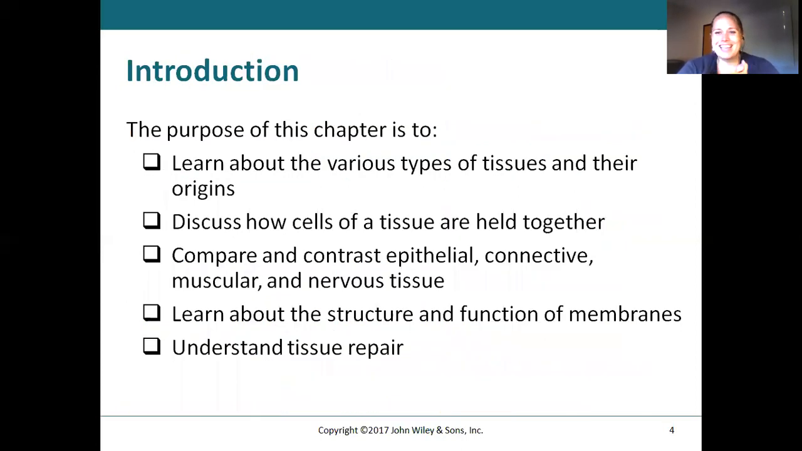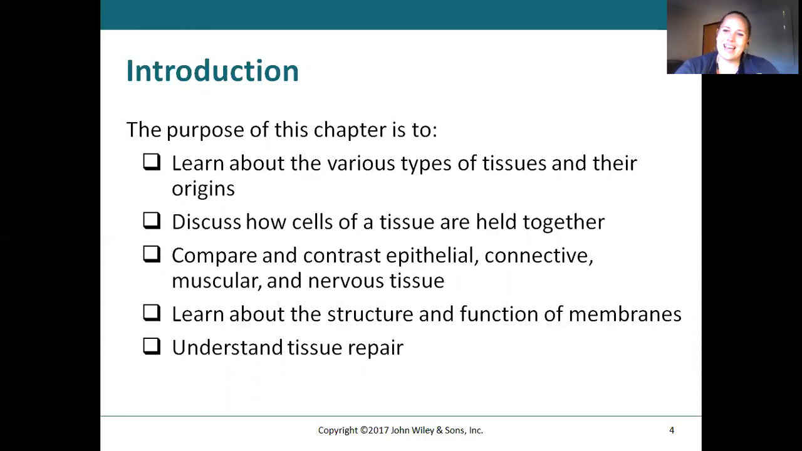Okay, so this particular chapter is about tissues. We're going to learn about tissues and their origins, discuss how tissues are held together, and talk about epithelial, connective, muscular, and nervous tissue. In this particular lecture, we'll focus on epithelial and connective tissues, and in the second lecture, chapter 4, part 2, we'll talk about muscular and nervous tissue.